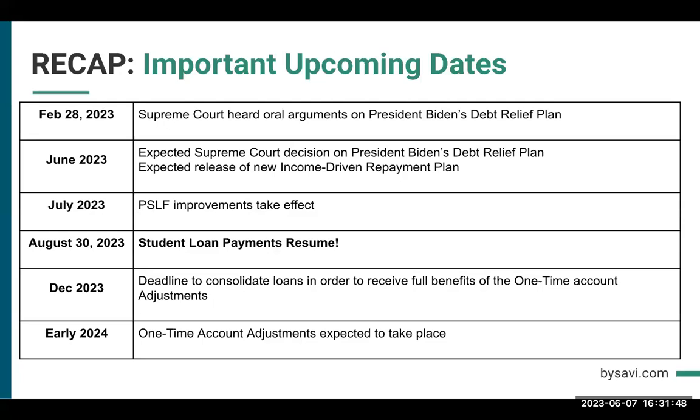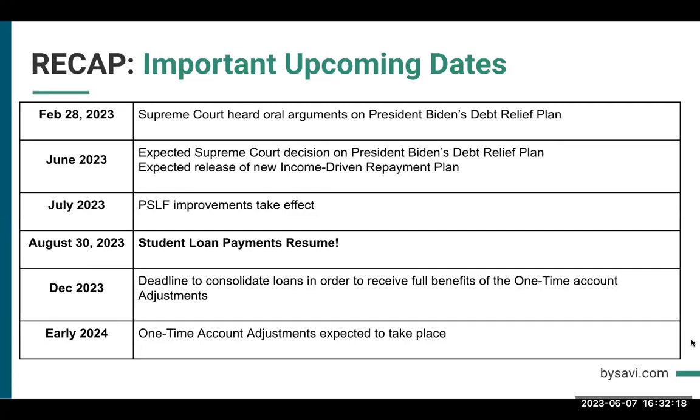One of the biggest and most important dates on this slide is that on August 30th, student loan payments will resume. That's the date where payments of interest will resume. So we encourage you to start working on your loans now. That way you are already ready to go once that date rolls around. In December, that'll be the deadline to consolidate your loans to be included in those account adjustments. And in early 2024, those account adjustments should be taking place.